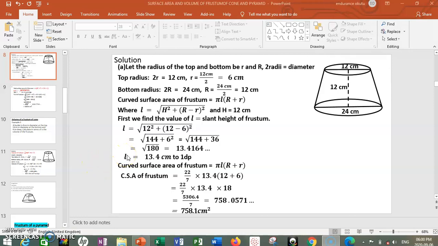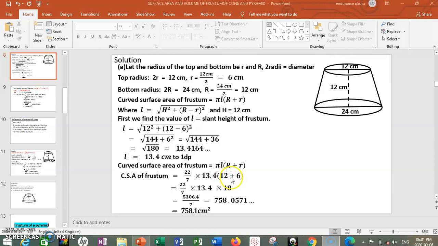Welcome back. We've calculated that the slant height of the frustum is 13.4 centimeters to 1 decimal place. The curved surface area of the frustum is given by the formula pi L (R + r), where R is the big radius and r is the small radius. Now plug in our values. We have 22/7 for pi, times L, which is 13.4, times the bracket of 12 for our big radius plus 6 for our small radius.